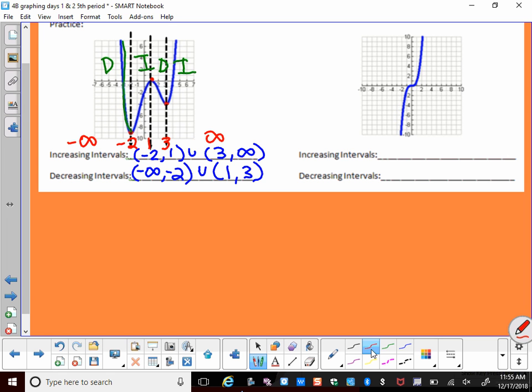All right, the second one, I am increasing the entire time. So I'm increasing from where? Not -2, because I'm not actually changing directions, right? So I'm increasing the whole time. I'm going up the entire time. It looks like it's on -2, but it's not. Am I decreasing at all? No. So you can write none. Any questions there?